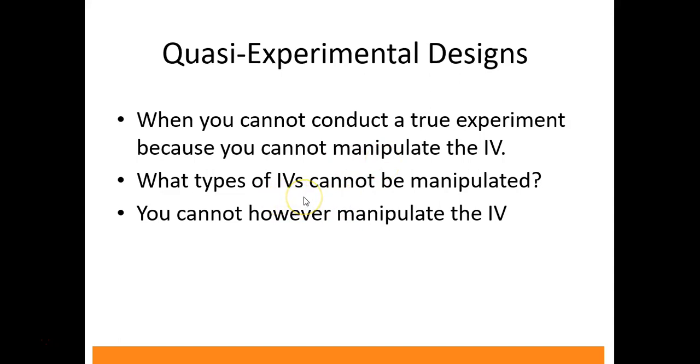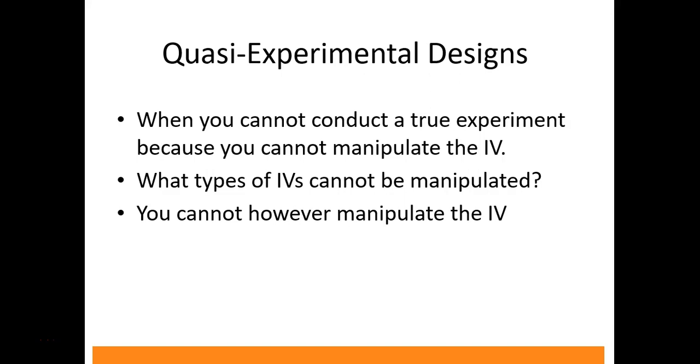So what type of independent variables can't be manipulated? Well, let's think about it. If you want to compare memory scores as the dependent variable, comparing children who have a diagnosis of autism and children diagnosed with bipolar disorder, the independent variable would be type of disorder, and you cannot manipulate that, right? People come with either a diagnosis of one or the other.